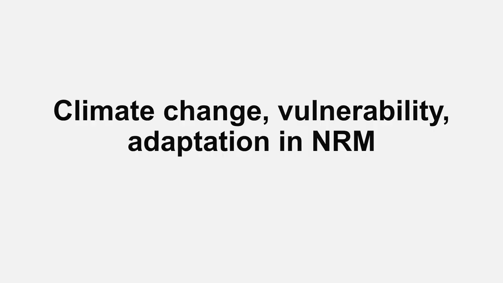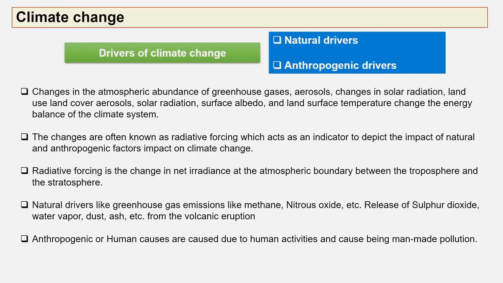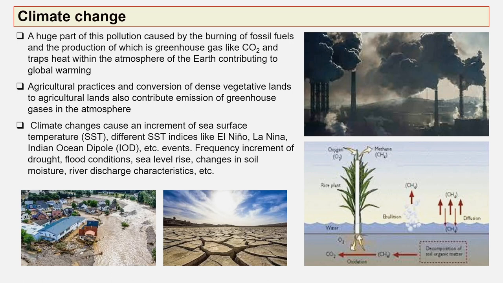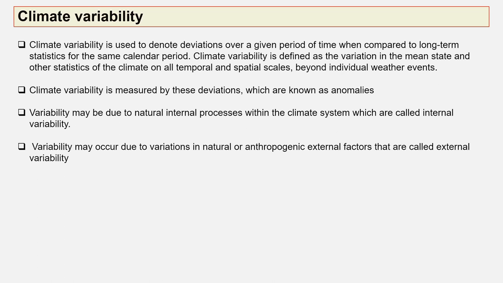vulnerability. How can we leave this topic when we talk about natural resource management? And here we talked about the vulnerability and adaptation in natural resource management. If you recall, we started with the basic fundamental thing of the drivers which actually change the climate. So we talked about natural and anthropogenic drivers, two drivers, and how they impact our climate and change it, and what are the different phenomena that take place due to climate change, and what is climate variability.